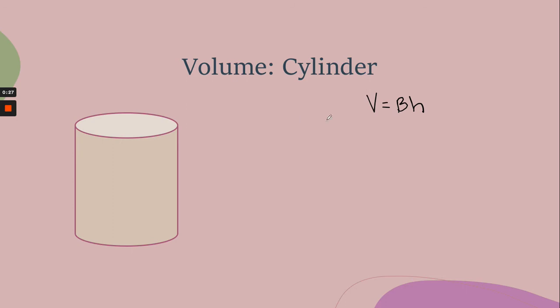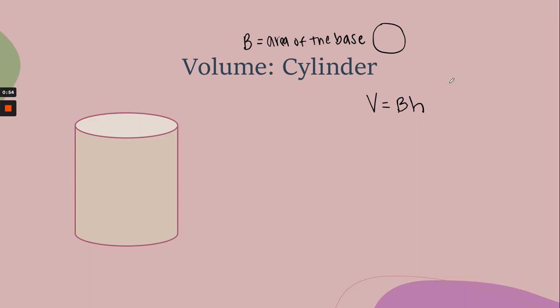For a cylinder, capital B, what does it stand for? Area of the base. Well, what did I just say my base was? A circle. So, number one thing to understand is what does that capital B represent? It's the area of the base, knowing what shape the base is, which is a circle.